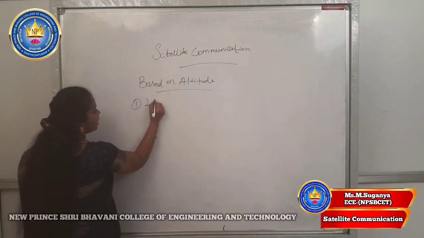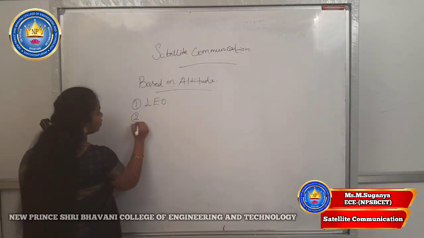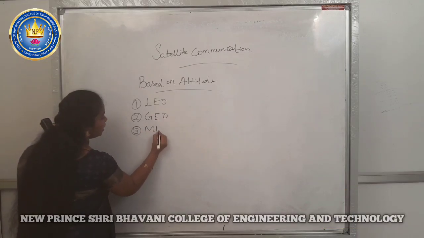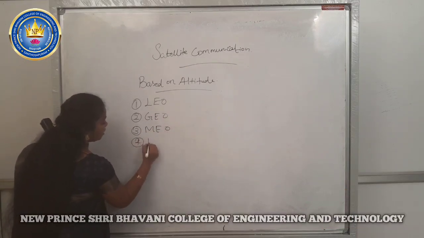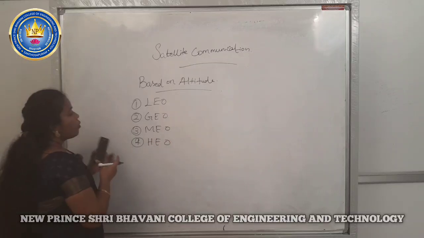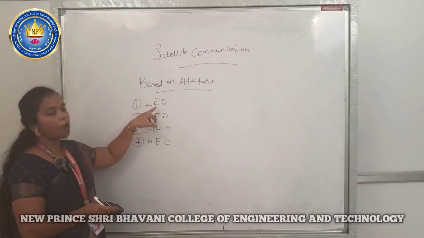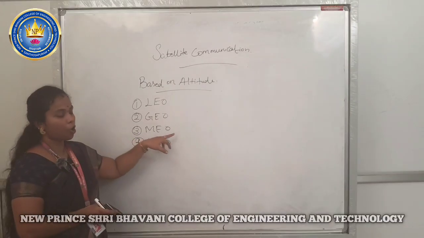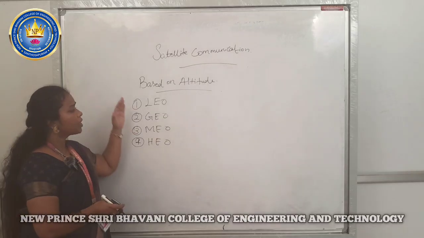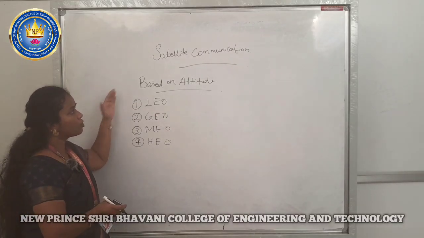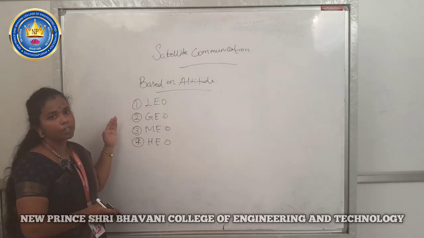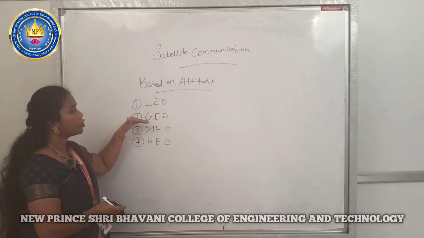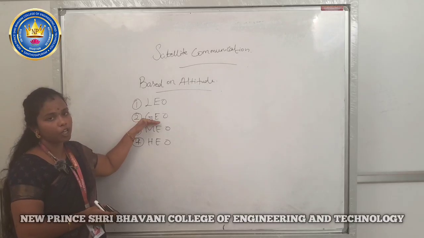First one is LEO. Second one is GEO. Third one is MEO. Fourth one is HEO. We know that LEO is low Earth orbit, GEO is geostationary Earth orbit, MEO is medium Earth orbit, and HEO is high eccentric Earth orbit. Based on the altitude, satellite communication has this orbit structure. We must know that the satellite must be placed in the geostationary Earth orbit for communication.